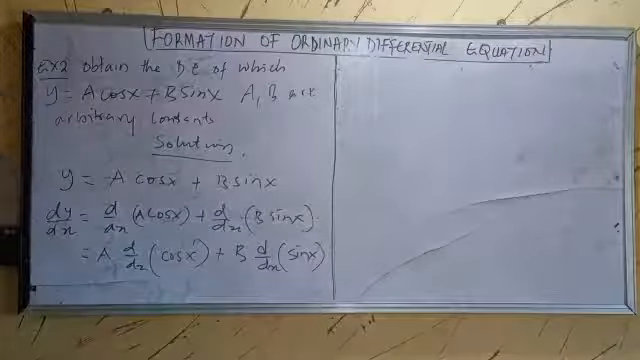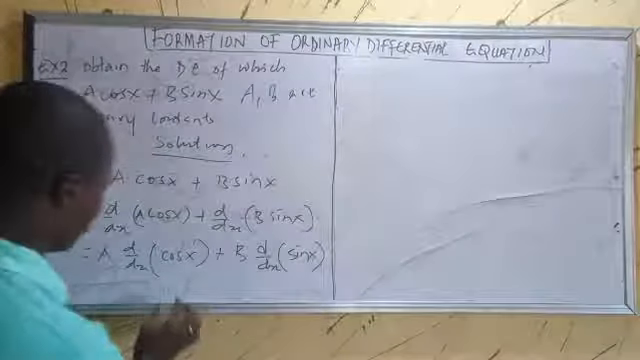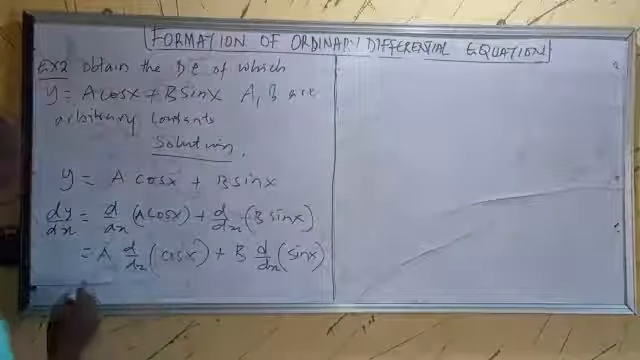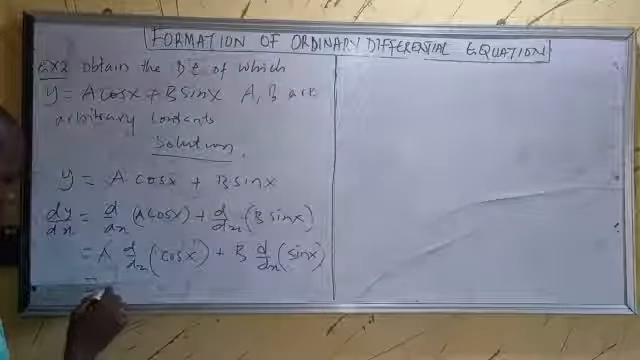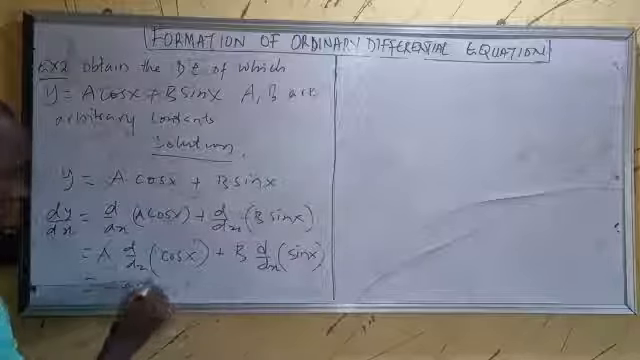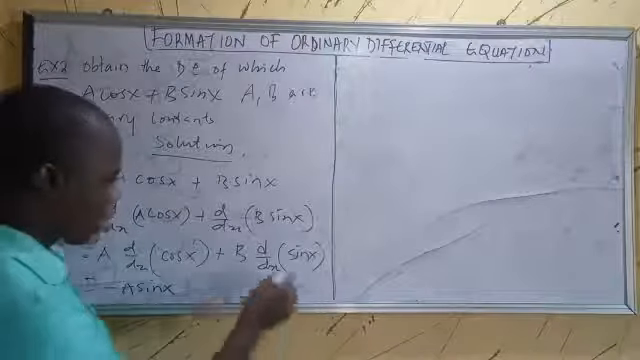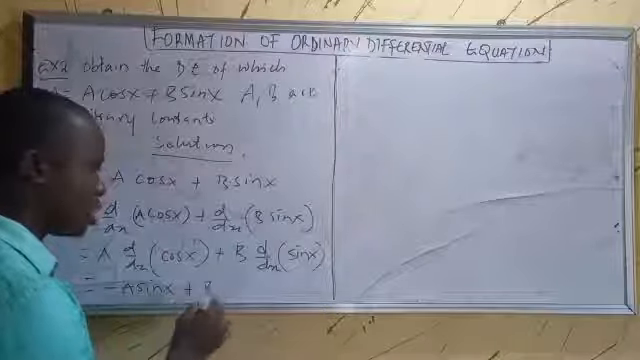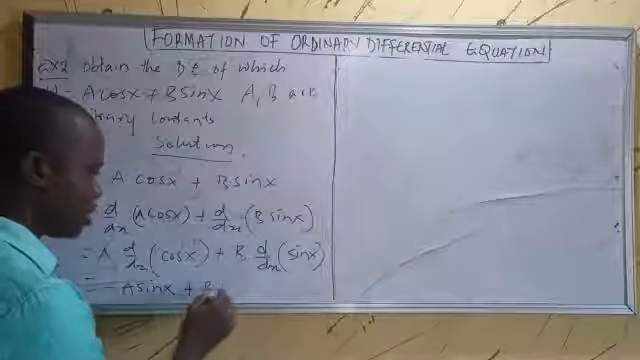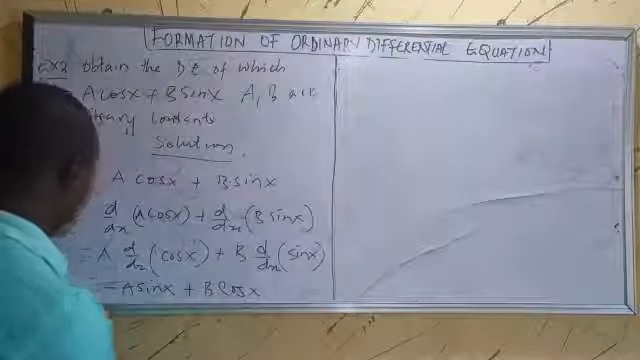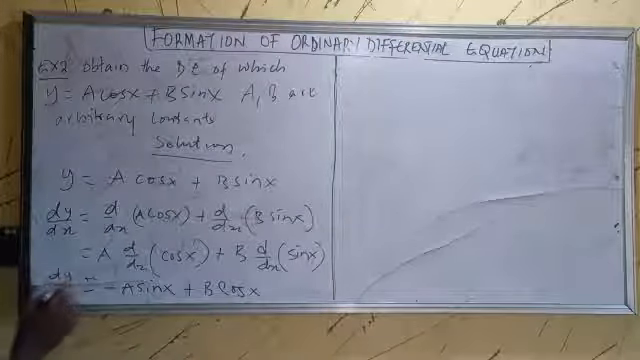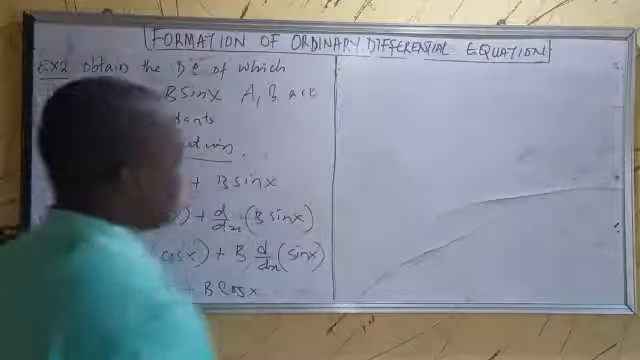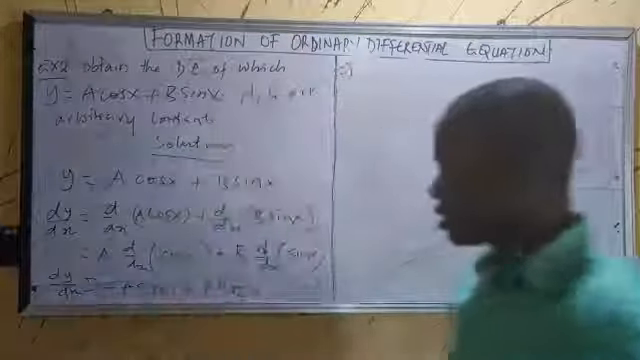So what's the next thing? The next thing to do here is to get the derivative of this. The derivative of cos x is minus sin x, so therefore we have minus a sin x. Then the derivative of sin x is cos x, so we have b cos x. Then that is dy/dx.